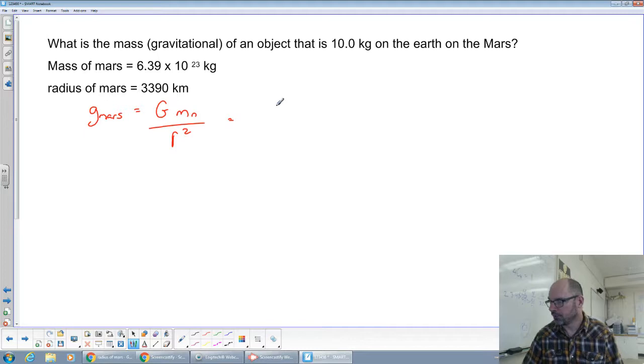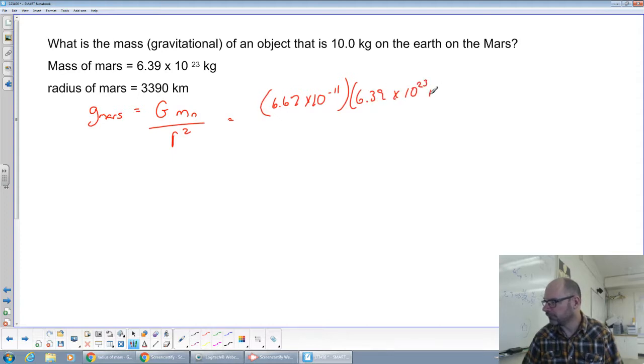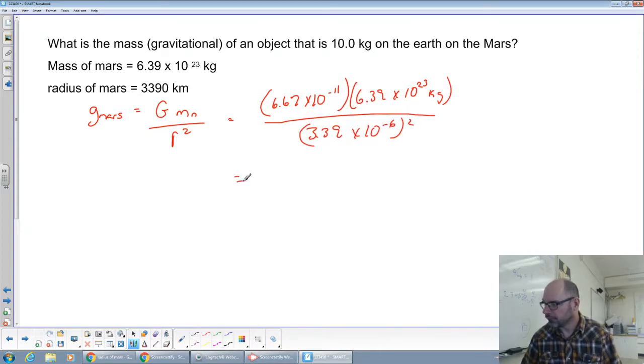So this would be equal to 6.67 times 10 to the negative 11, times 6.39 times 10 to the 23, divided by 3.39 times 10 to the 6, squared. So that'll give us G, and then we can multiply it by 10.